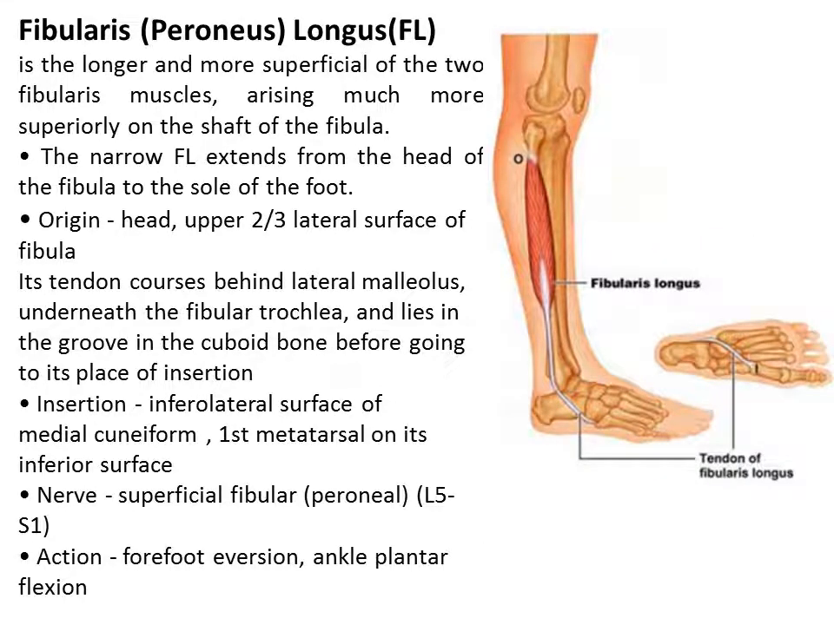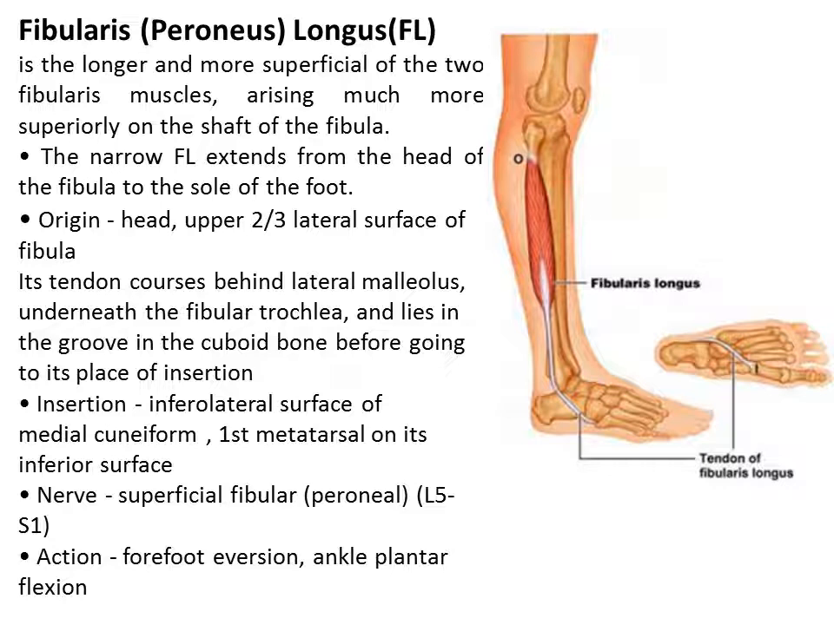Fibularis longus is the longer and more superficial of the two fibularis muscles, arising much more superiorly on the shaft of the fibula. The narrow fibularis longus extends from the head of the fibula to the sole of the foot. Originates from the head and upper two thirds of the lateral surface of the fibula.